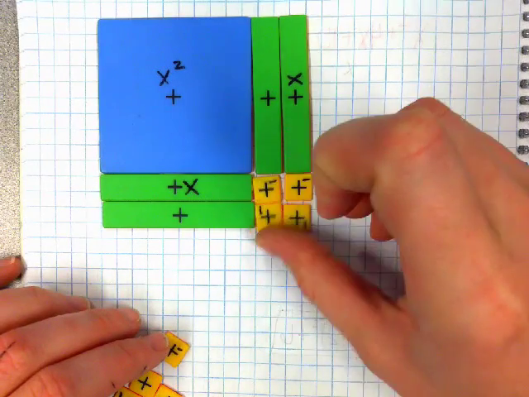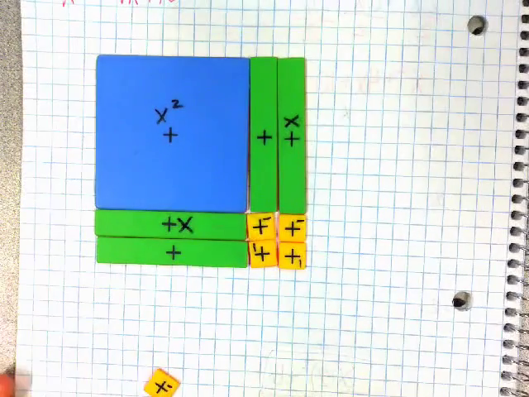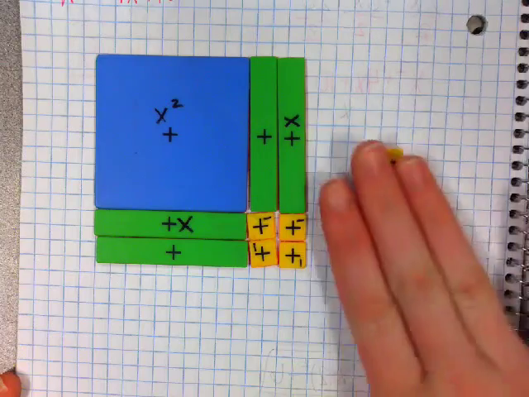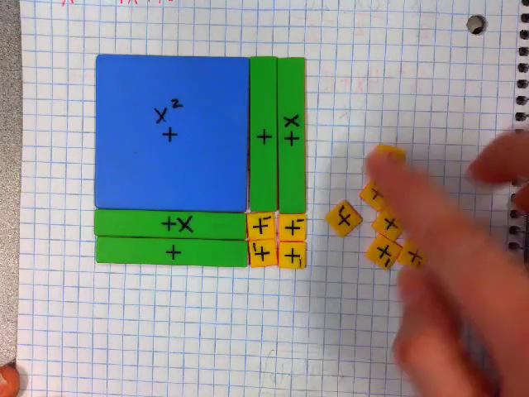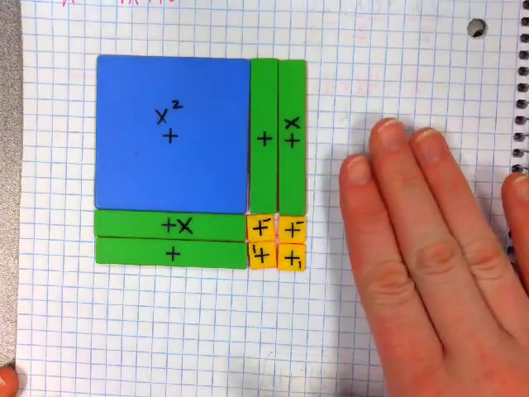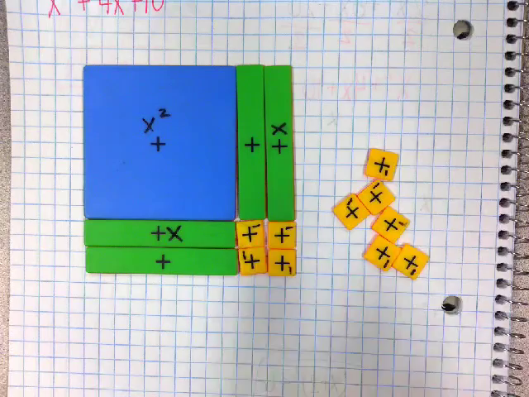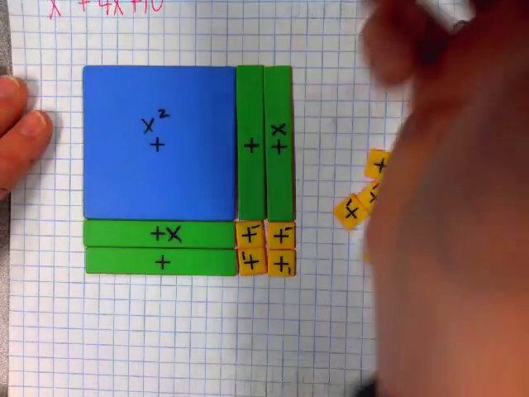Now in this one, if you look, I have extra tiles. So I have 1, 2, 3, 4, 5, 6 extra tiles. On that last one, when we wrote the equation, I was short some. So when you write the equation, you will be able to tell the difference.